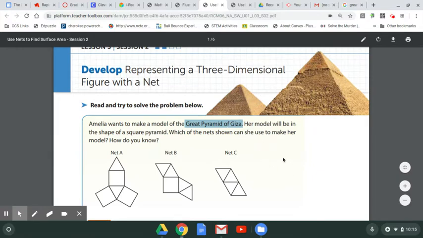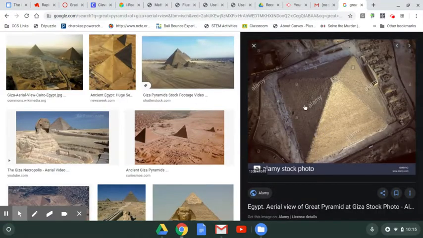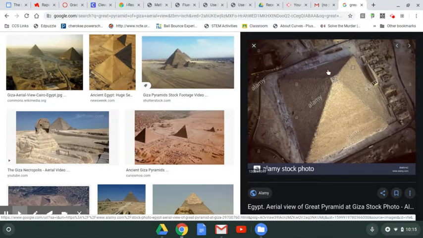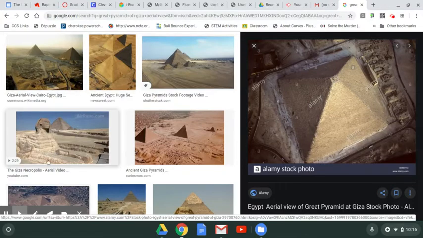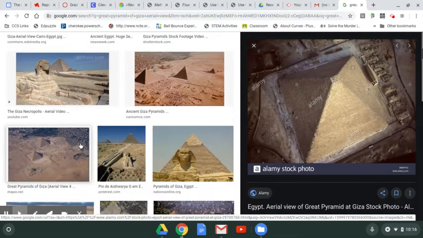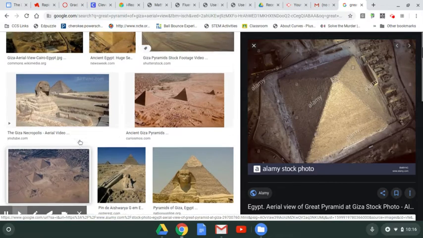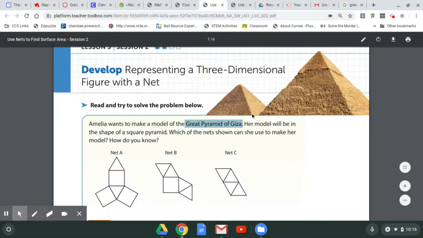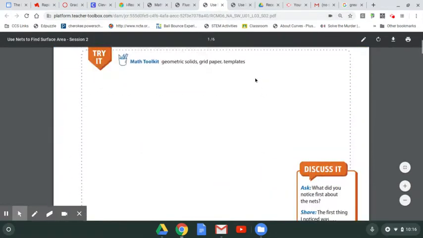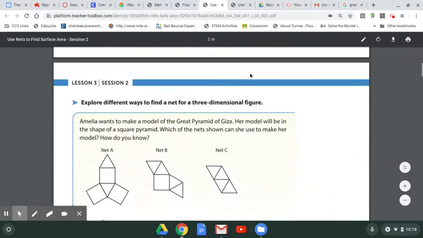So this is the Great Pyramid of Giza. I think it might be called Giza. So we went here, and here's an aerial view of the Great Pyramid at Giza. You can see the base is a square and it comes up to a point. It's a pyramid. Here is some other footage of it. You can see there's a sphinx outside of it as well. So that's what it looks like.